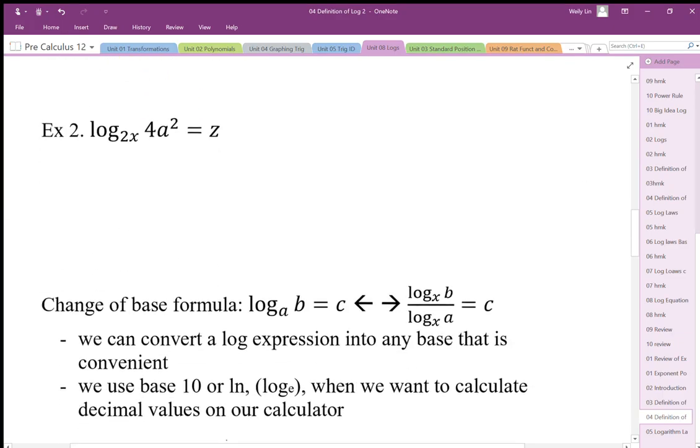So same thing here. We need to be able to put this into the form with the base, argument, and exponent. Well, this one has all the parts already there. My base is 2x, my exponent is z, and my argument is 4a squared. Now there's something wrong with this because the exponent is not on 2x, it's just on the x.